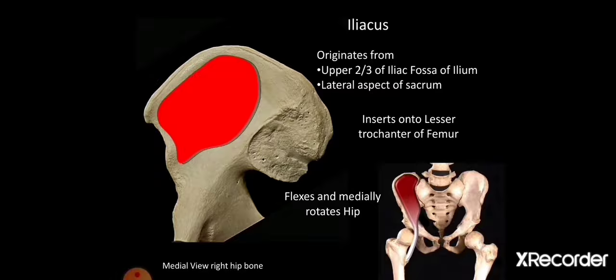Then this is the iliacus muscle originating from the iliac fossa, that is the medial surface of the iliac fossa. So this completes our topic, the hip bone.